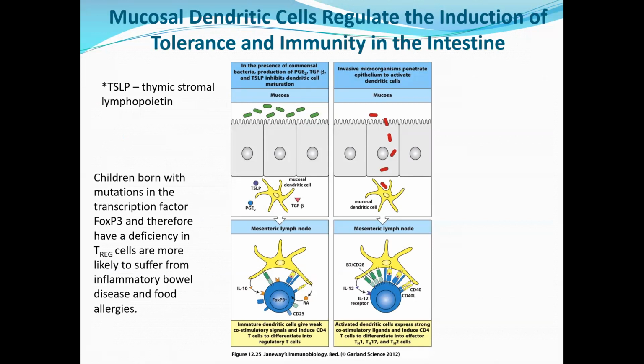So these regulatory T cells are induced through a type of antigen presenting cell, namely the dendritic cell, which is the result of various signals that are produced depending on the type of antigen which is seen by the dendritic cell.